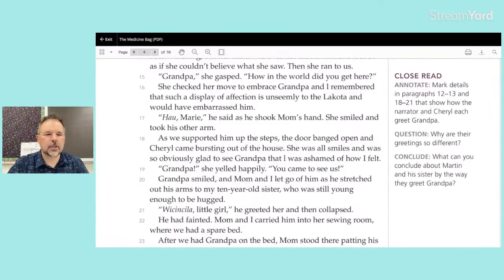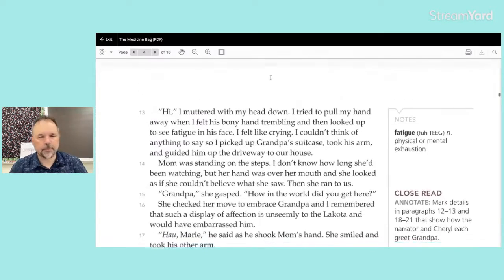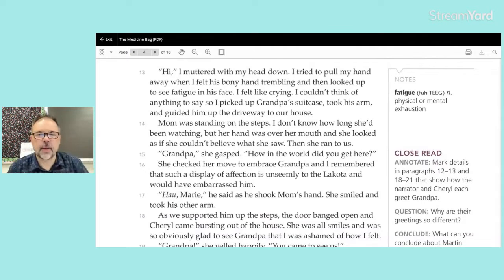Okay. Let's get into the reading here. I think we ended right at the top. Yeah. "Hi," I muttered with my head down. I tried to pull my hand away when I felt his bony hand trembling, and then looked up to see fatigue in his face. I felt like crying. I couldn't think of anything to say, so I picked up Grandpa's suitcase, took his arm, and guided him up the driveway to our house.